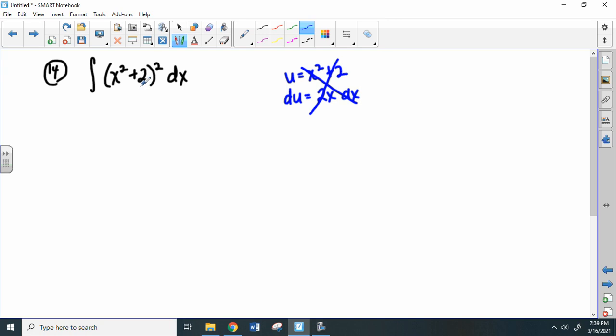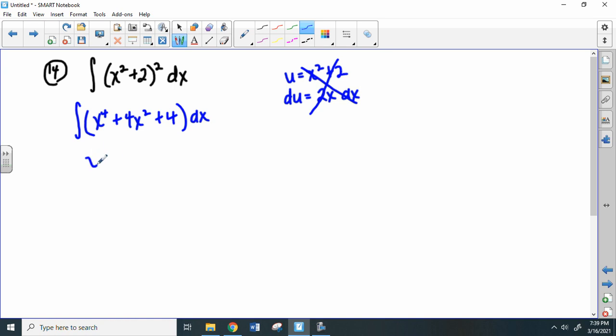I hope that since it's only squared, what comes to mind is that perhaps you just FOIL this out, right? X squared plus 2 times itself. That will give you x to the 4th plus 2x squared plus 2x squared gives me 4x squared, and then plus 4. So if I FOIL it out, it just becomes a polynomial that I need to integrate, and I don't need U substitution for a polynomial.